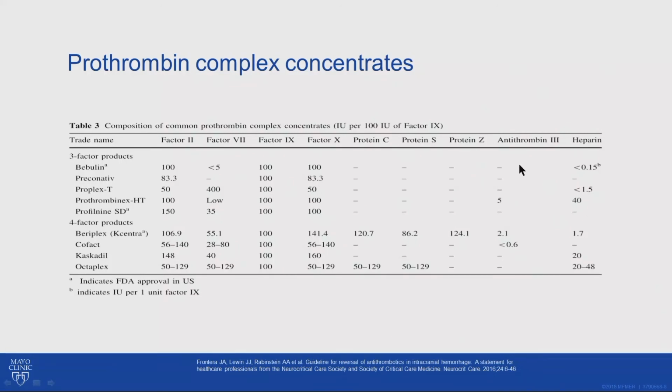So what are PCCs? These are prothrombin complex concentrates. This table is taken from the guidelines for reversal of antithrombotics that was published in Neurocritical Care in 2016. It breaks down the 3-factor products and 4-factor products and what is in each of them. The 4-factor products have more of the factor 7 compared to 3-factor products. And the reason activated 4-factor PCC is activated is that the factor 7 is in its active form.